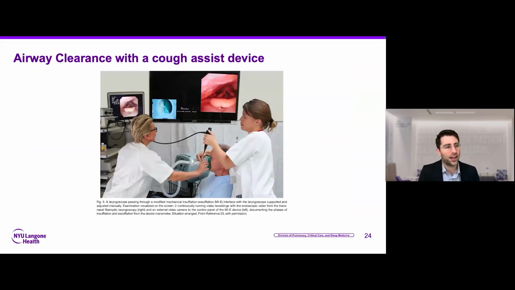Here is a video, or a still from a video, of Tina Anderson, who's really a pioneer in this field in Norway, and she is titrating a cough assist device using laryngoscopy, so basically a flexible camera to look at how the upper airway is affected by the cough assist.